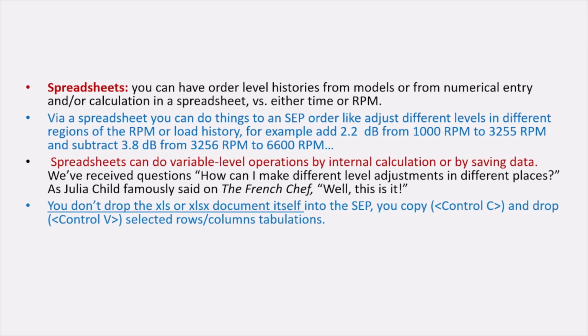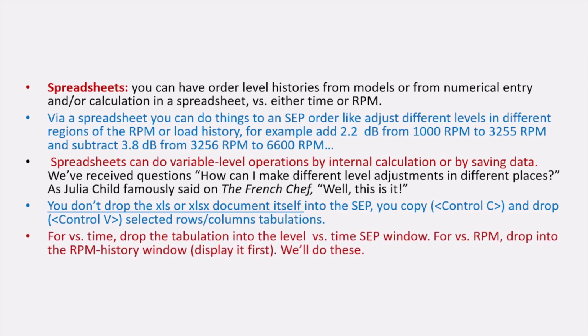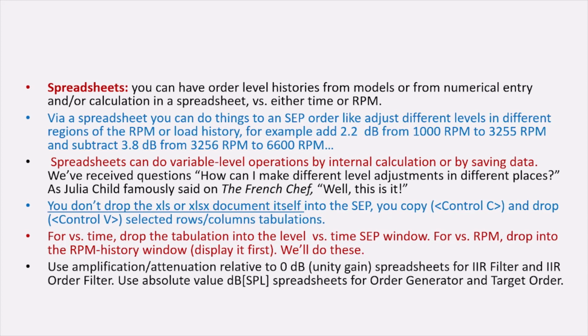You don't drop the document itself. You do a Control-C on a region of row and column, the row of time or RPM, and the column of level values, and you drop it in. For time, drop the tabulation into the level versus time sound engineering project window. That's what we've seen so far. You can also display a tachometer history, the RPM window. If you have a spreadsheet versus RPM, drop into the RPM history window. So we're going to do these. We've mentioned using amplification and attenuation for filters, and for orders you use absolute values.